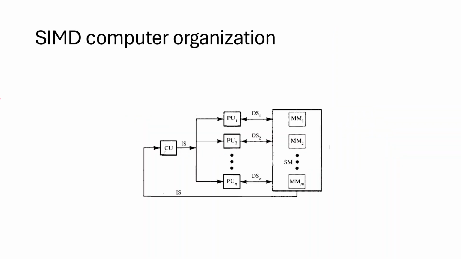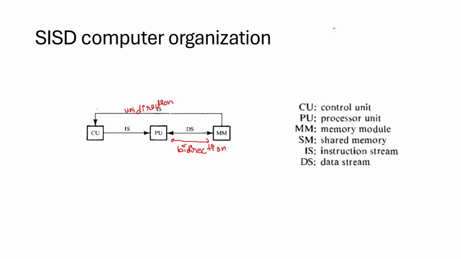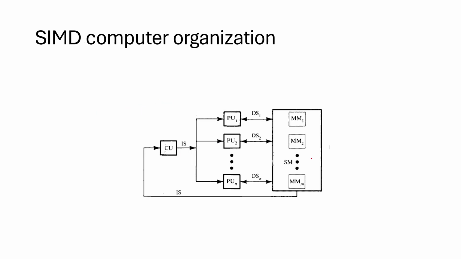Next is the machine organization SIMD, single instruction, multiple data stream. To execute in parallel on multiple data sets, we divide the shared memory into a number of memory modules. Each memory module is attached to one processing element and provides the data to that particular element.